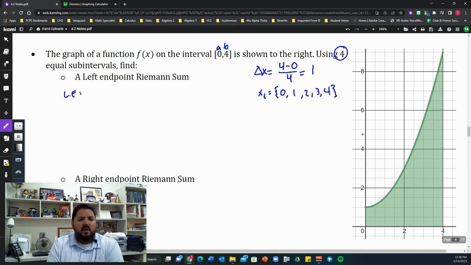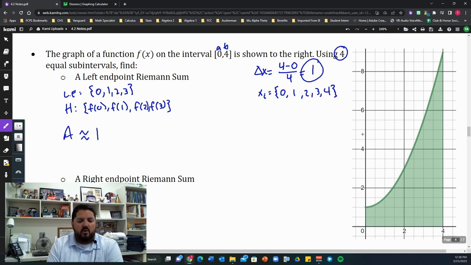Now for left endpoints, that would be the set of all of those except for B. So 0, 1, 2, and 3. For my right endpoints, it would be everything except for A. So 1, 2, 3, and 4. Now for the heights, again, it is just the set of the corresponding y values. So f of 0, f of 1, f of 2, f of 3. So then my area will be approximately equal to my common width, delta x, which is 1, times f of 0 plus f of 1 plus f of 2 plus f of 3.